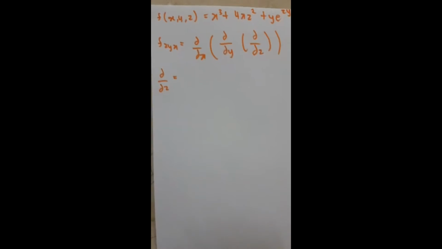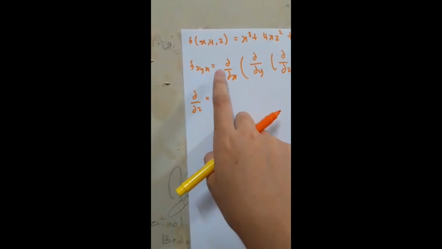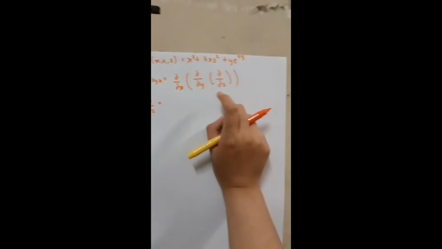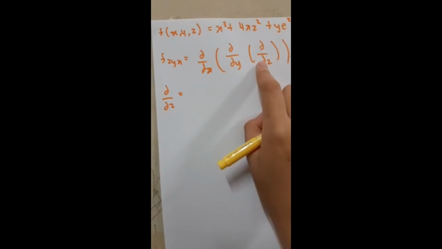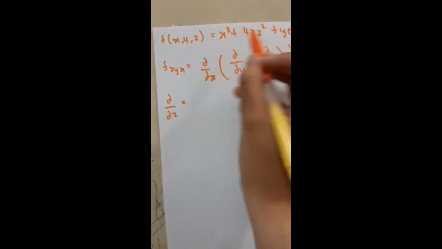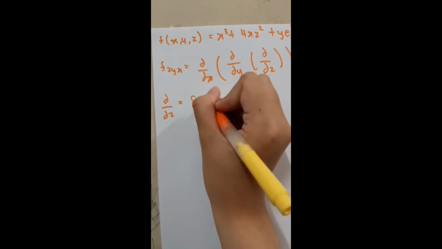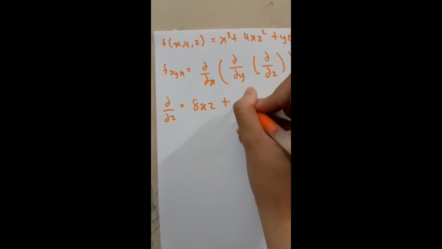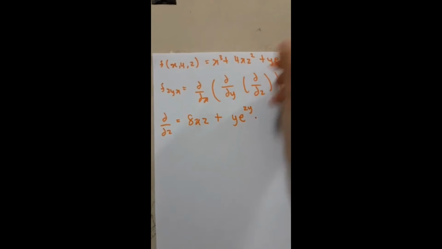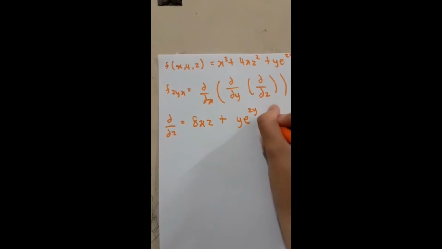So we're back to the second question: differentiate f_zyx. This is the formula. The first one, we must differentiate the given function with respect to z. This term doesn't have z inside, so we move on to the second one, which is 8xz, plus y squared e to the zy, differentiated with respect to z, where we get y.